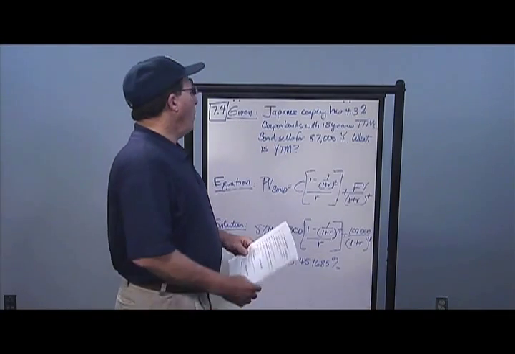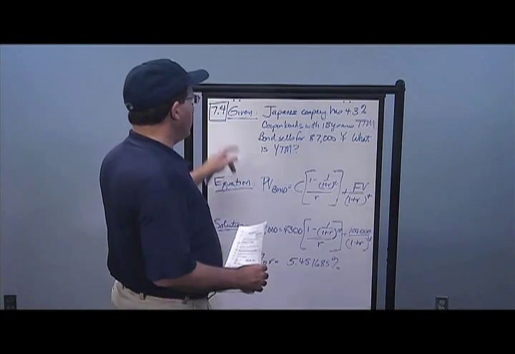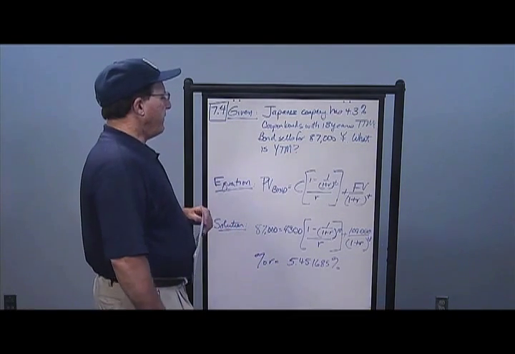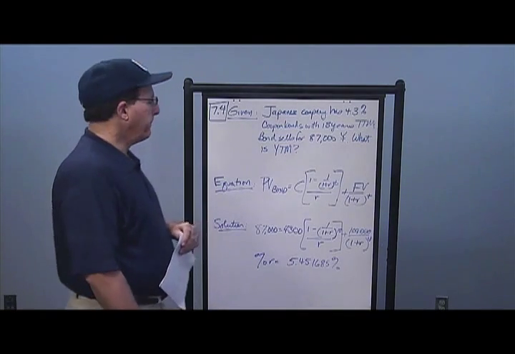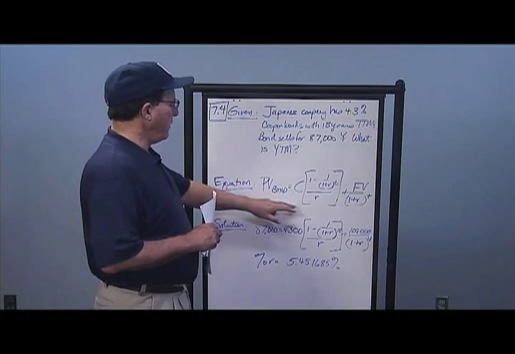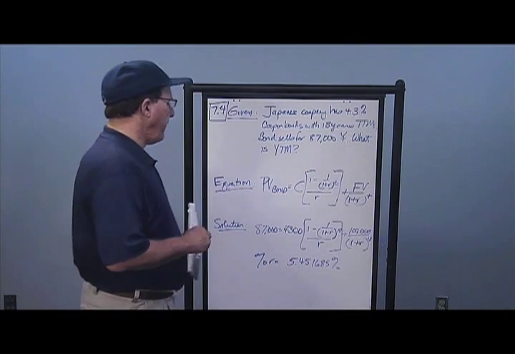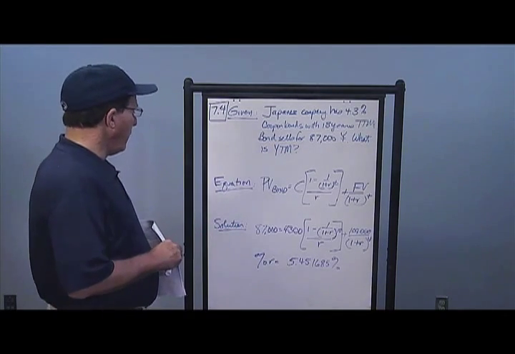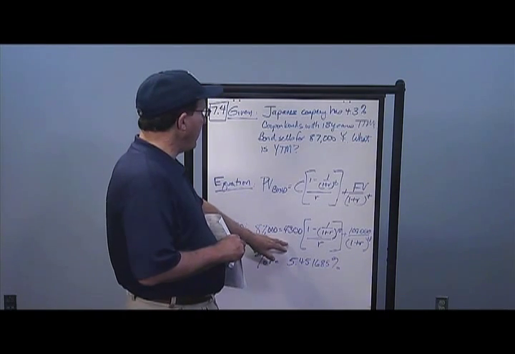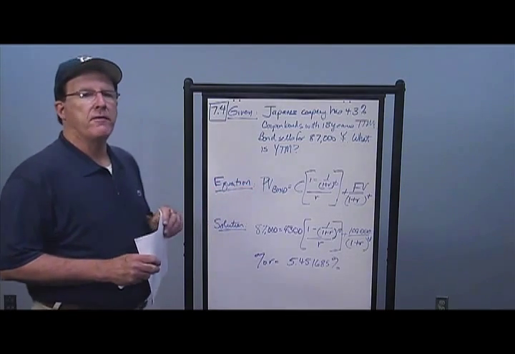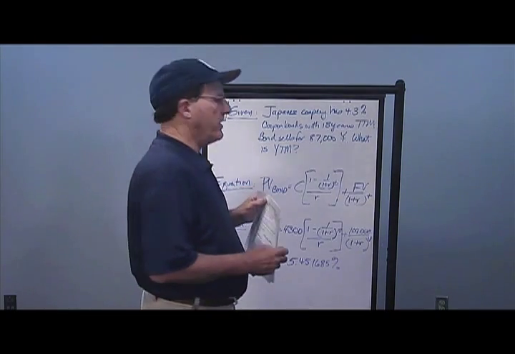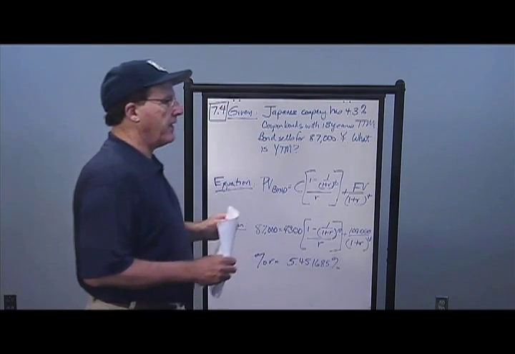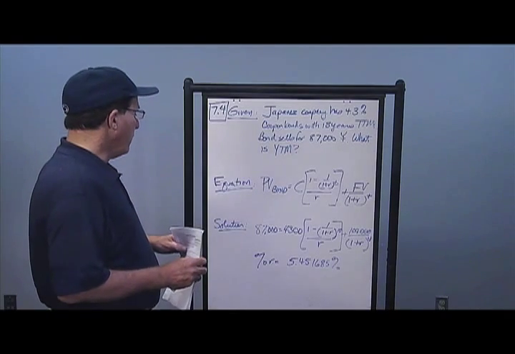In problem number 4, we have a Japanese company that has 4.3% coupon bonds with 18 years time to maturity. The bond sells for 87,000 yen. What is their YTM? Same equation, price of the bond is equal to the present value of the coupons plus present value of the face. So for the price of the bond, I'm going to put in 87,000 yen. For the C, I'm going to take 4.3% of 100,000 yen. The par value of the bond would be 100,000 yen. So I'll take 4.3%, which is the coupon rate, times 100,000. That gives us 4,300 to plug in for C.